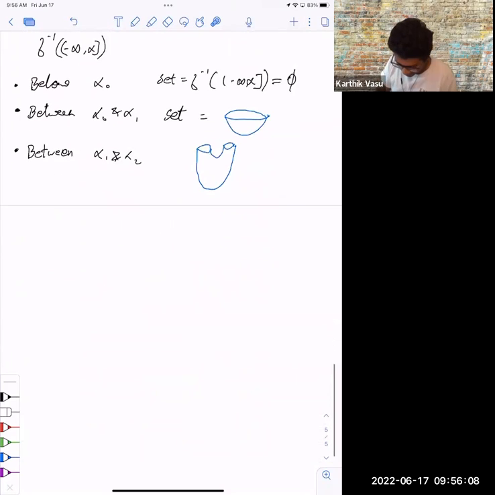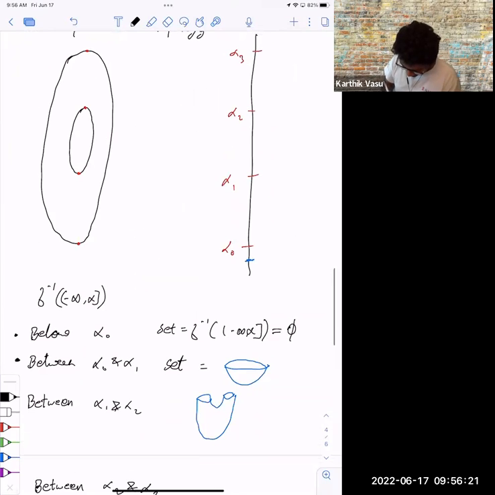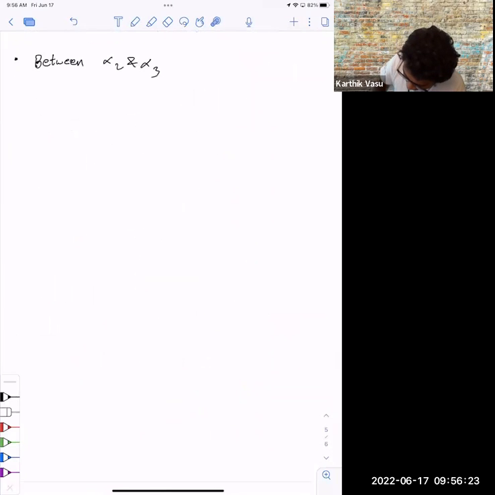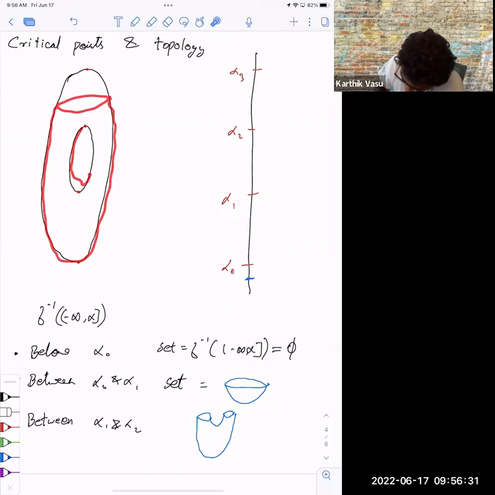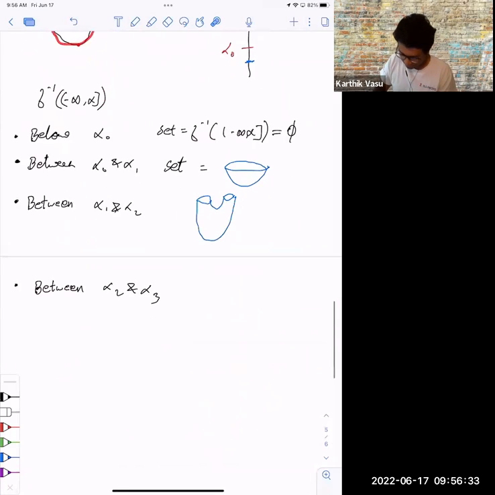Right, then what happens to the final one? Finally, between alpha 2 and alpha 3, you'll have this whole thing, including the hole. Again, the topology is different from what we had.